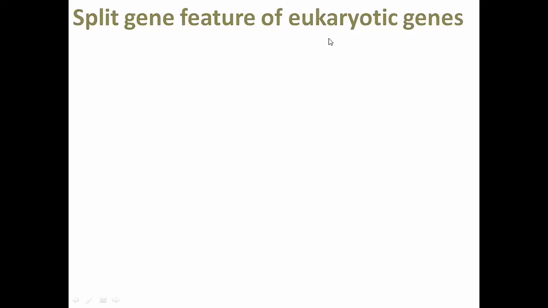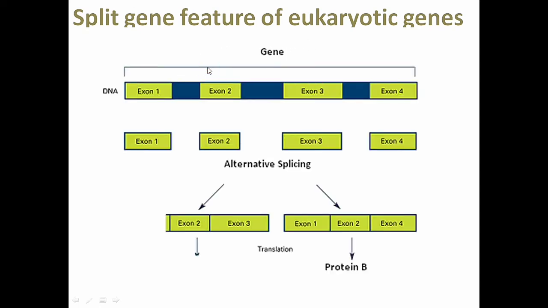Split gene feature is found in eukaryotic genes. What is a split gene? Presence of introns and exons. Exon 1, intron, exon 2, intron, exon 3, intron, then exon 4. Introns and exons are arranged this way. This is called a split gene feature. After splicing of the introns, the 4 exons are obtained. The 4 together form an mRNA. This is normal splicing. Alternative splicing is also there.